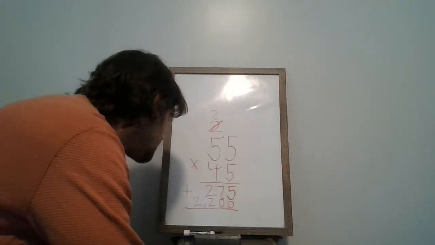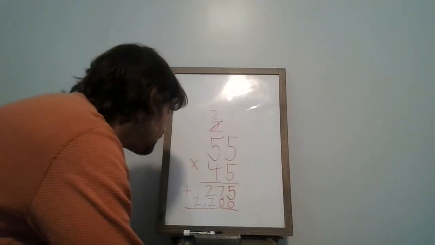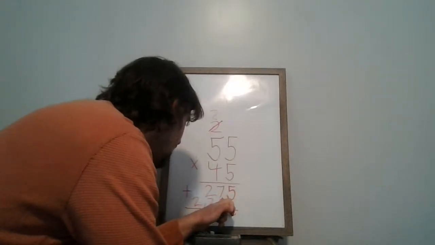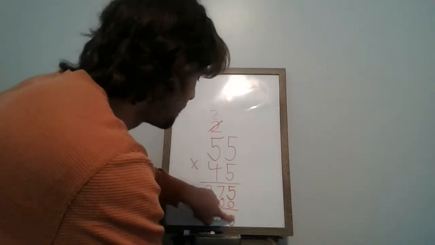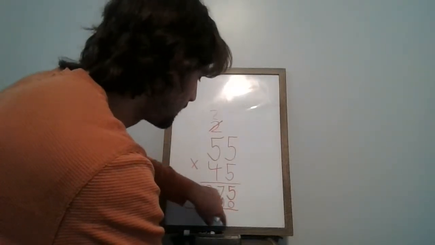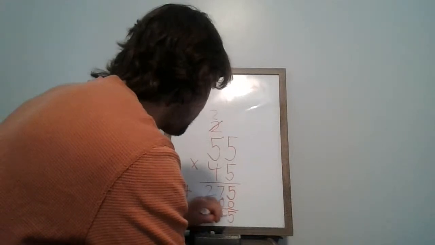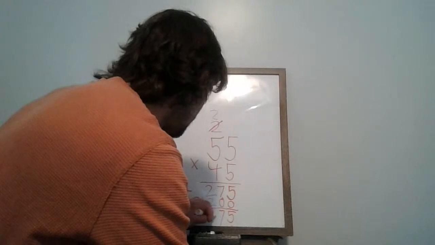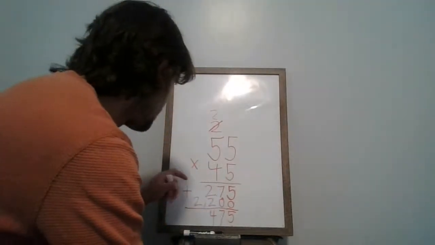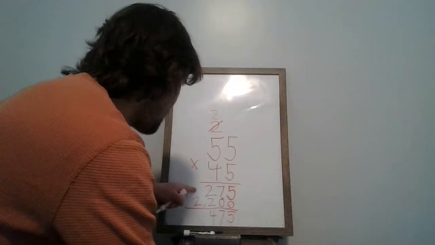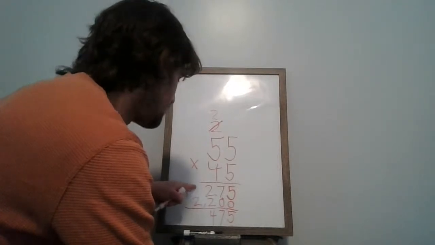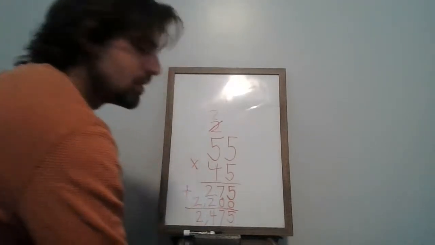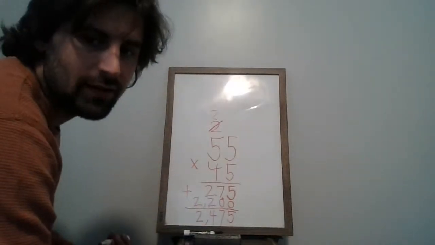So we always start from the ones place, right? We go from right to left when we add. So 5 plus 0 is 5. Let me make my 5 a little neater. I take pride in my work. I got to make it a little neater than that. 5 plus 0 is 5. 7 plus 0 is 7. 2 plus 2 equals 4. We don't have any number in the thousands place up here, so when there's no number in the thousands place, we assume that there's a 0 there. 0 plus 2 equals 2. And our answer is 2,475.